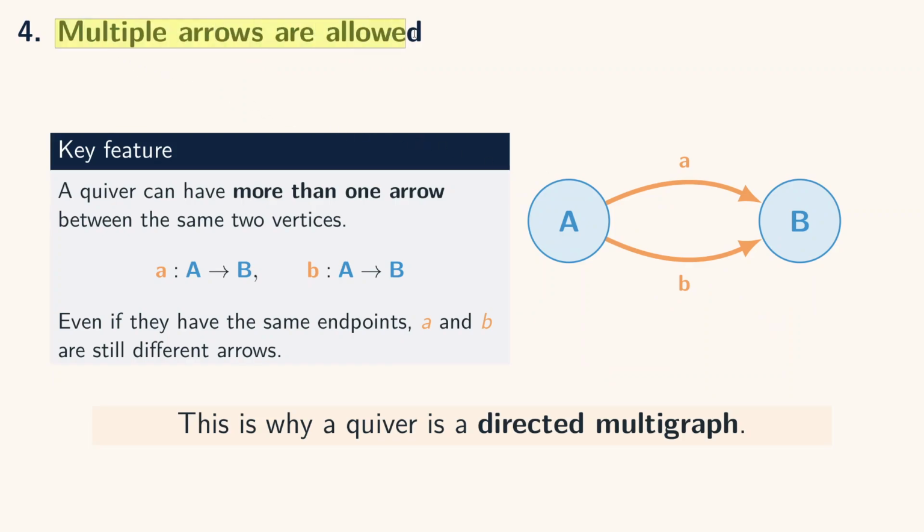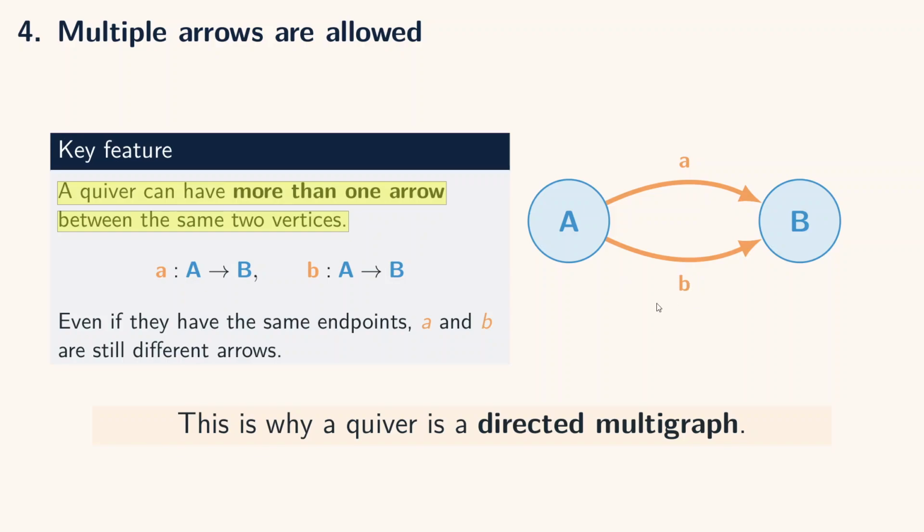Multiple arrows are allowed. Here is a feature of quivers that sometimes surprises people at first, and then quickly starts to feel very natural. In a quiver, you are allowed to have more than one arrow between the same 2 vertices. Let us look at an example. Suppose we have our vertices A and B again. We draw one arrow from A to B, and we call it A. Then we draw a second arrow, also from A to B, and we call it B.